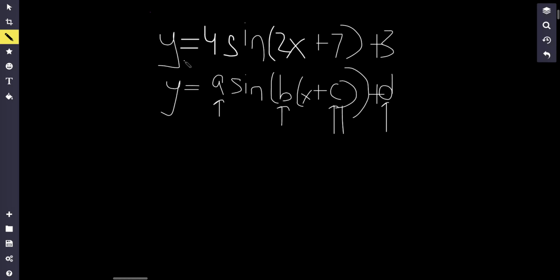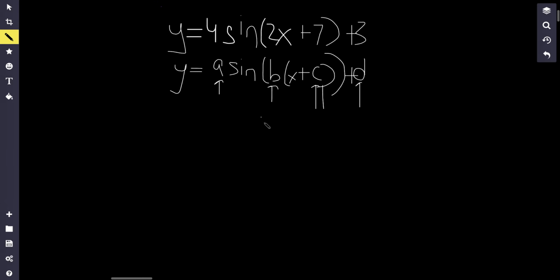Let's say we have the function y equals 4 sine of (2x + 7) plus 3, and you have to graph it. So how do you do this?